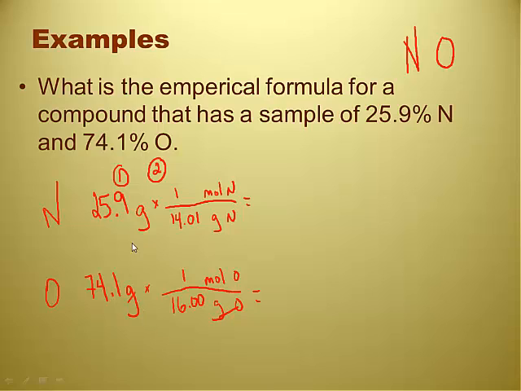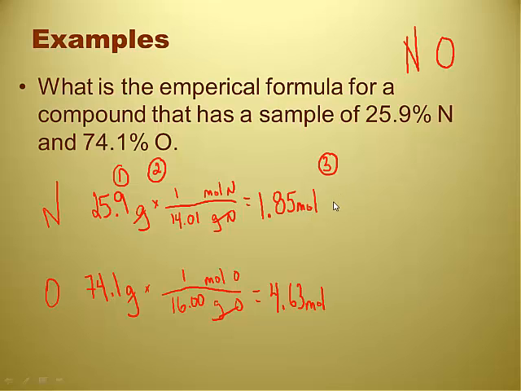Grams are going to cancel with grams, and we'll wind up with moles. So 25.9 divided by 14.01 is, with the right number of sig figs, 1.85 moles of nitrogen. And 74.1 divided by the 16, with the correct number of sig figs, is 4.63 moles of oxygen.